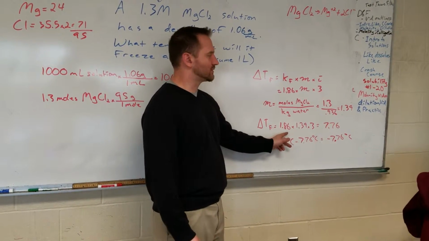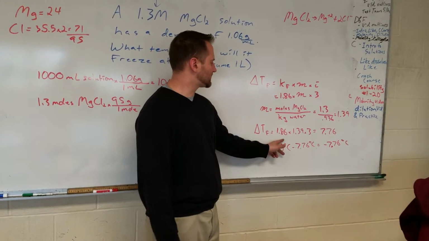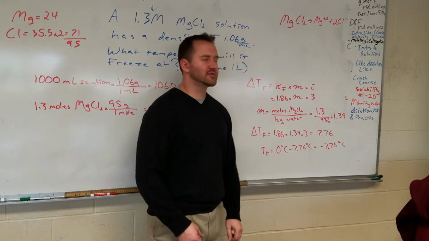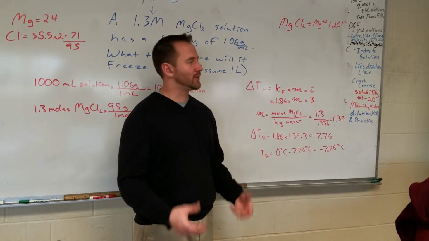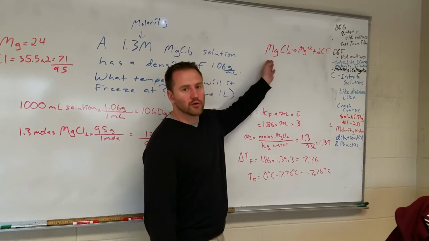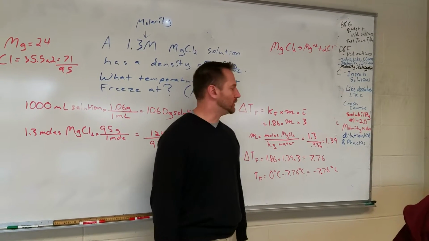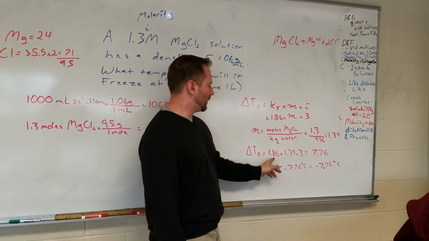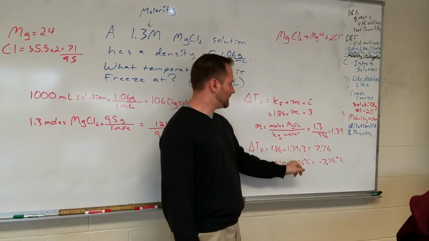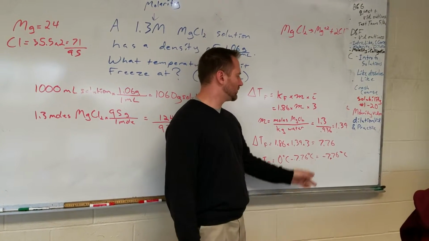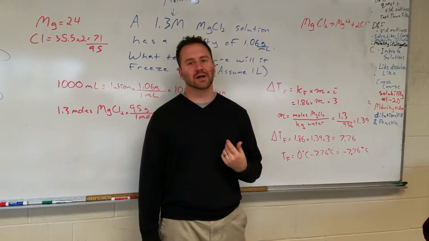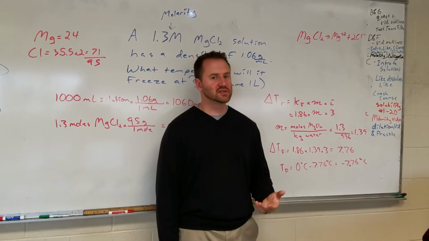1.86 is just the freezing point constant. And 3 represents the number of solute particles that the compound breaks into. And we get that number from MgCl2 because there are 3 ions that are going to separate when you dissolve it in solution. So 1.86 times the molality times the number of particles it breaks into, that means the freezing point will change by 7.76 degrees Celsius.